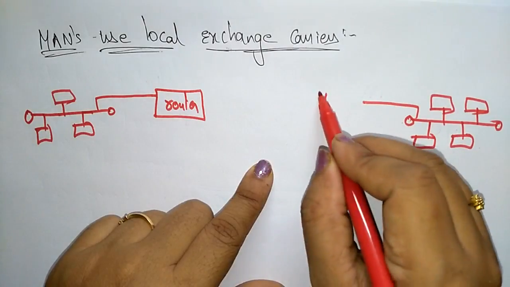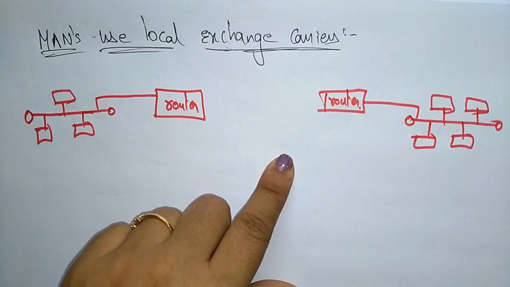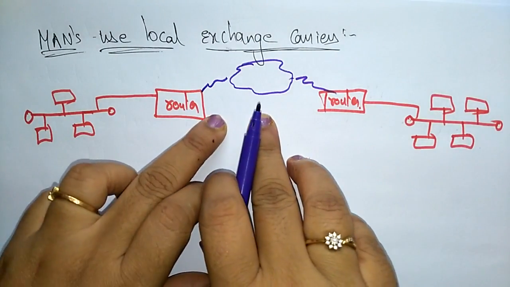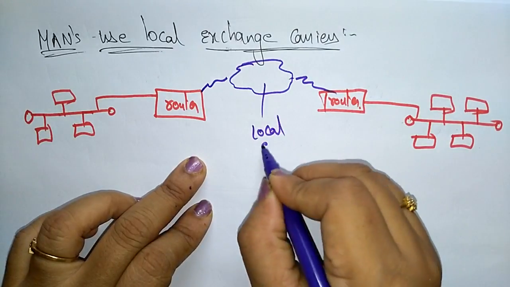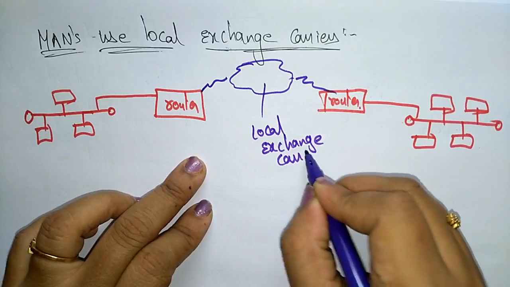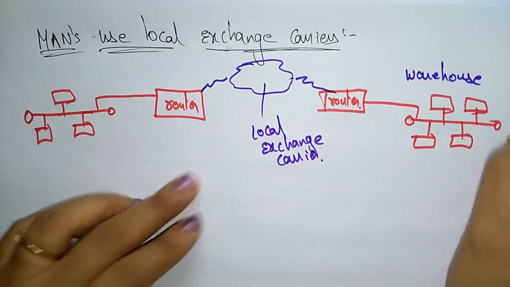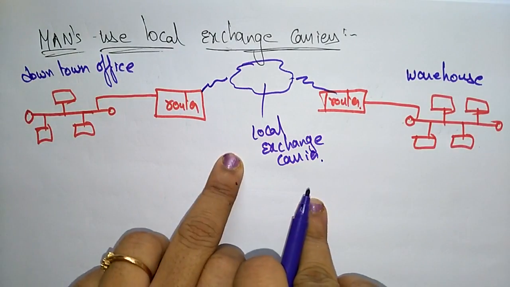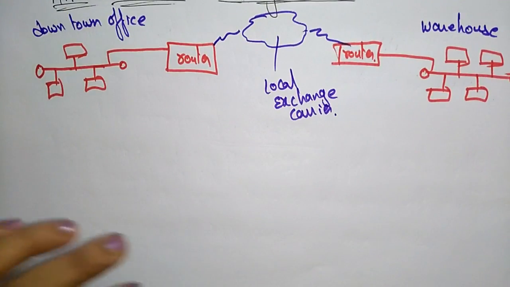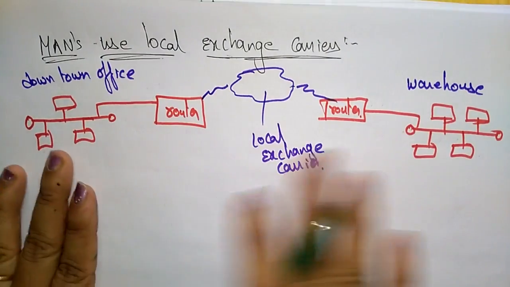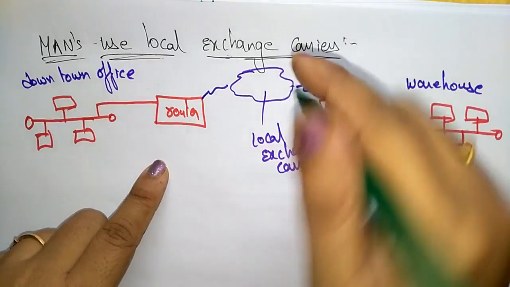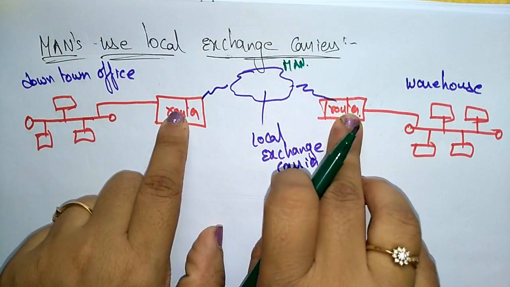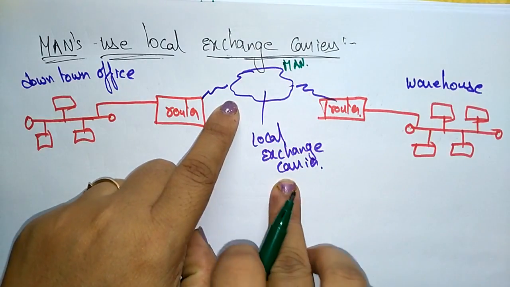This is connected to a router, a central device. These routers communicate in the network, that is a cloud. This is nothing but a local exchange carrier. Suppose this is a warehouse and this is a downtown office. The downtown office and the warehouse are connected using the local exchange carriers. This is how the metropolitan area network will be used. The local exchange carrier is the MAN signal. This is a LAN, connected with the help of a LAN, and these two routers are connected by the metropolitan area network, that is, local exchange carrier signals.